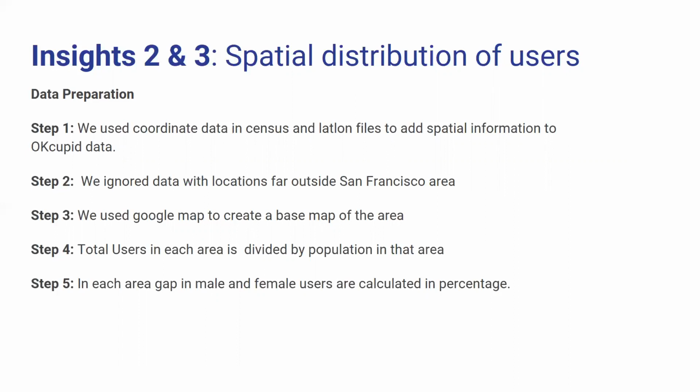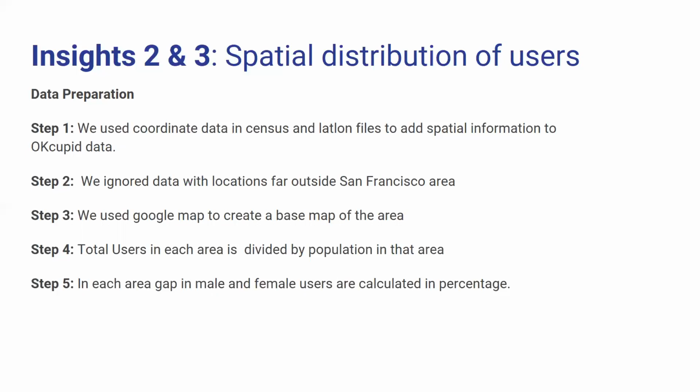We used basically 3 data sets that we were offered: the OkCupid data, plus the coordinate data, as well as the census data. In these 3 data sets, the location information was common, so that was the base for merging the data, creating a data set that shows the users, the locations of users, and the population in each of these areas.